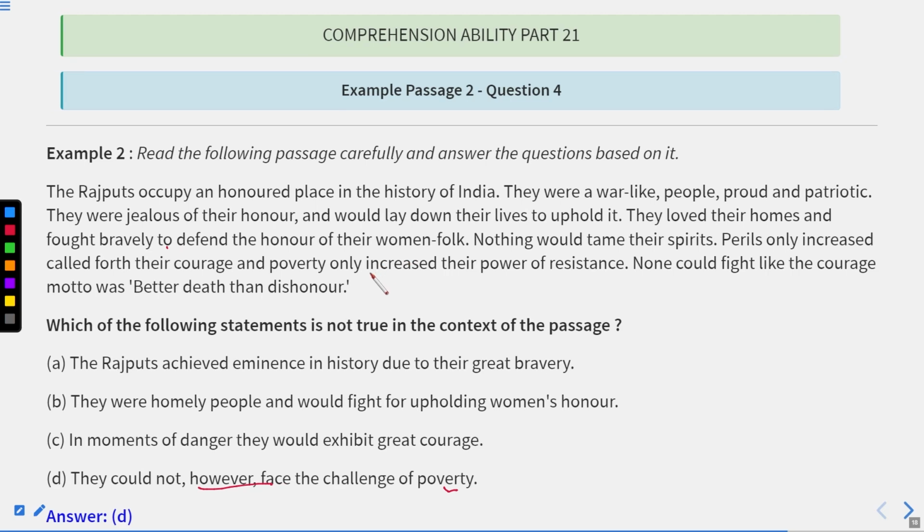As you can see here as well, it is written that perils only increased, called forth their courage, and poverty only increased their power of resistance. So this shows that they are not afraid of poverty at all. So statement D is absolutely not true, or you can say this statement is not correct. This is the false statement which is given to us. So D will be the correct answer of this question.